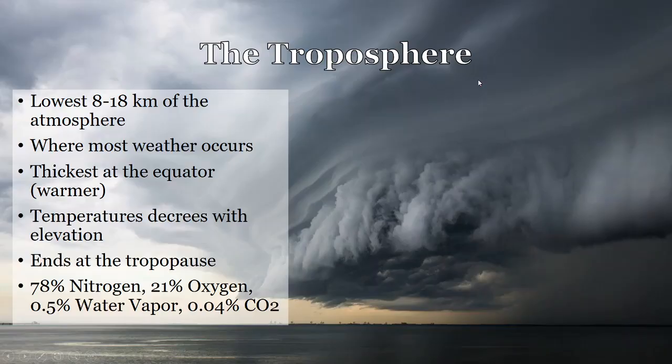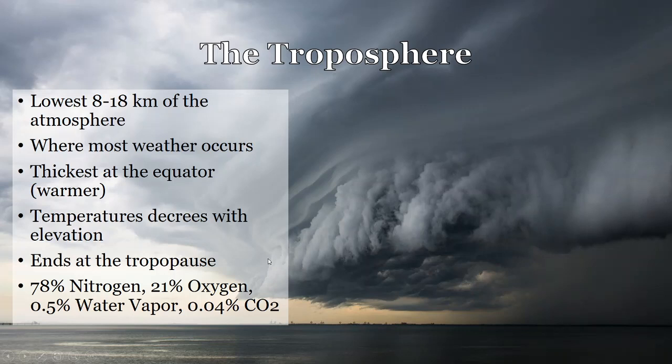So the first layer is the troposphere. The troposphere is the lowest layer closest to the Earth's surface, and it can be between 8 and 18 kilometers in thickness. And this is where all, or pretty much all, the weather occurs, especially storm clouds like this. They all are occurring within the troposphere. It's thickest at the equator, and that's because the equator and the tropic regions are warmer. So the warmer the atmosphere is, the more it expands, and so the thicker that troposphere is until it reaches the tropopause, which is the name that we give for the top of the troposphere.